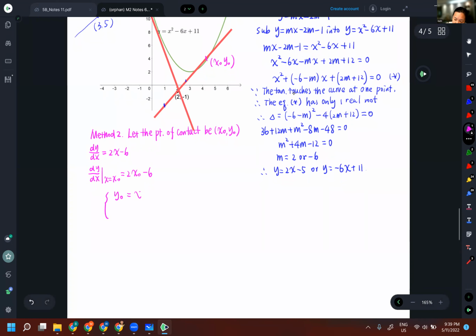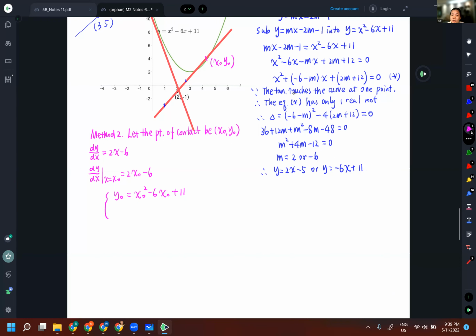y0 equals x0 squared minus 6x0 plus 11. That's my first equation. You say, oh, it has y in it. It's fine. I think my goal is to set up enough equations so everything can be found. My first equation is that y0 and x0 satisfy the original curve. Most obvious, but often missed out.